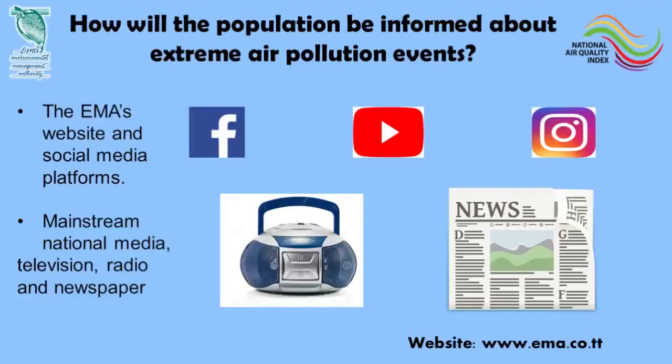When there are extreme air events, for example on days with Saharan dust, the public is informed of the air quality index via the EMA's website and social media platforms. So you would have noticed over the last few days, the air quality index would have been updated through Instagram. The public is also informed through mainstream media, television, radio, and newspaper. This brings us to the end of the presentation.